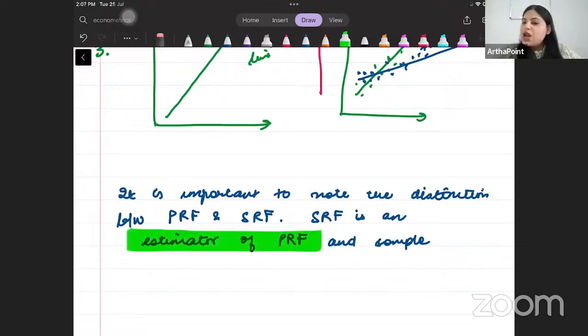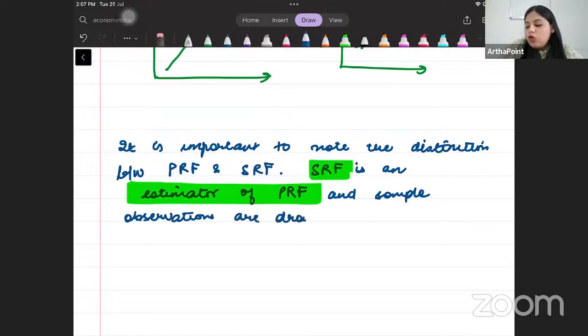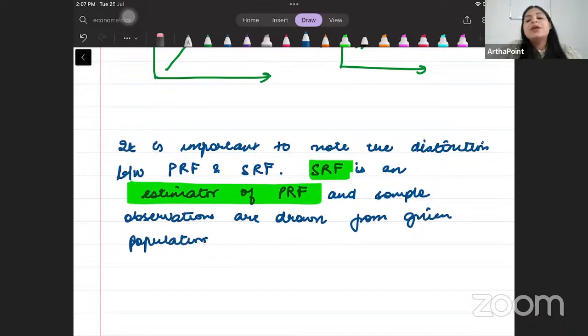PRF is not at disposal. I don't know anything about PRF. I am trying to estimate PRF through my sample regression function. So the sample regression function is an estimator of PRF, and sample observations are drawn from the given population. I hope this is clear to you, beta. So the sample regression function is an estimator that I am having from the PRF.